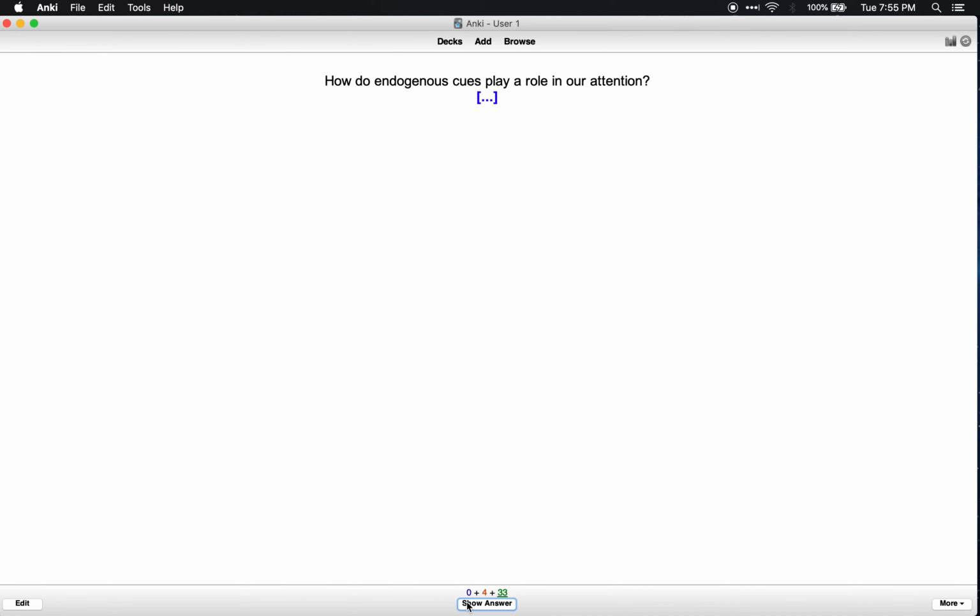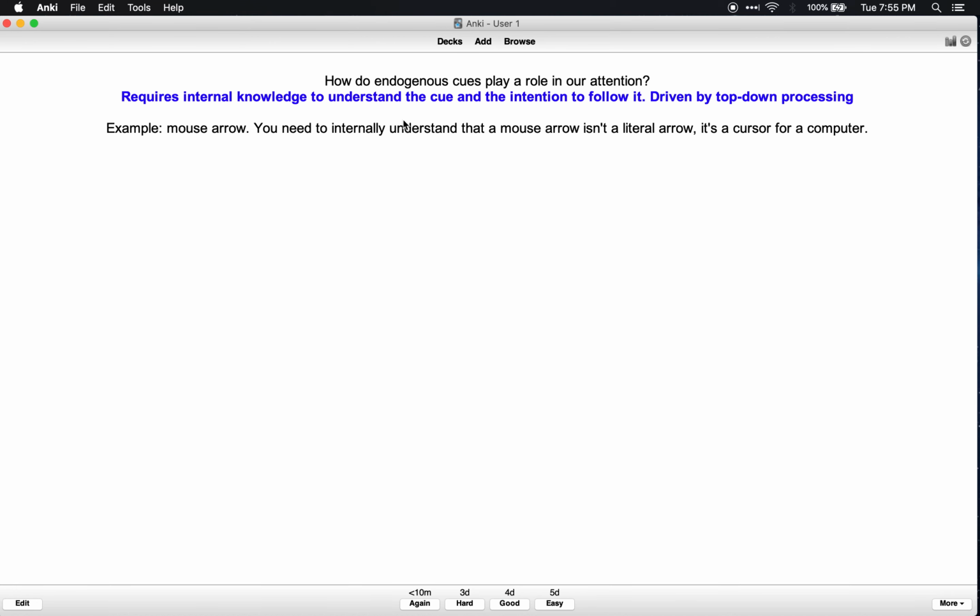Endogenous cues are driven by bottom-up processing. Or no, top-down processing. Right? Top-down processing is where you're using your innate knowledge to understand something, like a mouse, for example. Of course, turn this on, the cue, the intention to follow it.